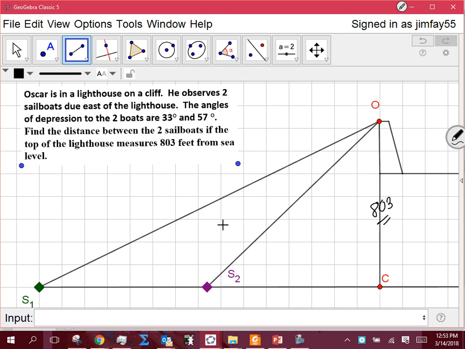So we got two right triangles. Everybody see the two right triangles? Okay, you've got that right triangle, and you also have that right triangle, correct? Okay. Let's leave that one colored, but what we want to ultimately do is find the distance between the two boats.